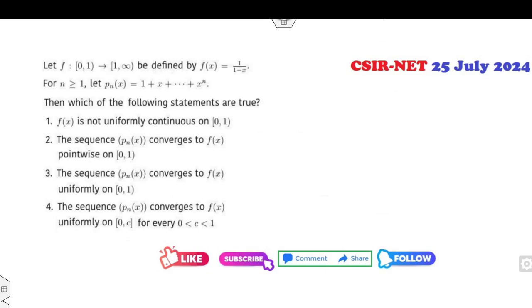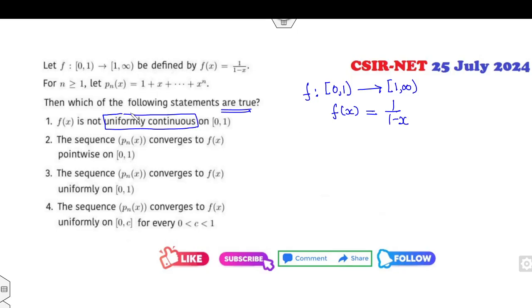Okay, now you can see this is a recent year paper, 2024. f is a function from [0, 1) to a semi-open interval such that f of x is 1 over 1 minus x. Define the sequence Pn(x). Which of the following statements are true? Remember, the options are talking about uniform continuity, not uniform convergence.